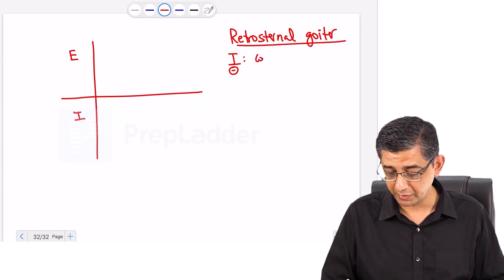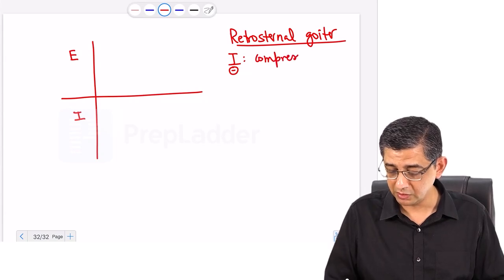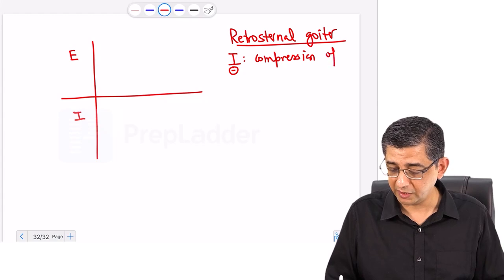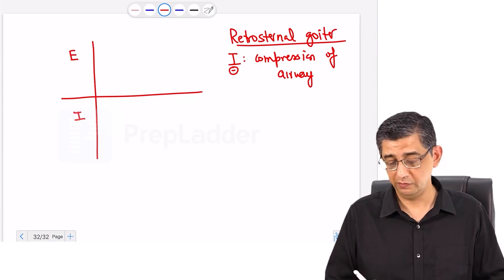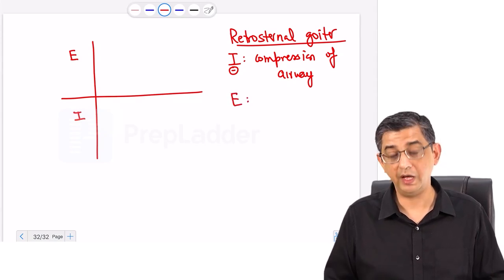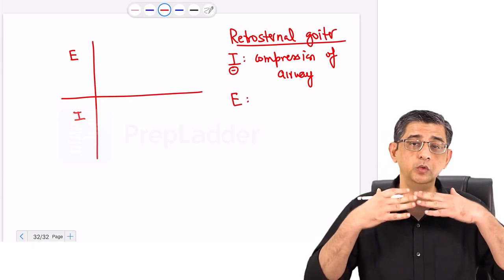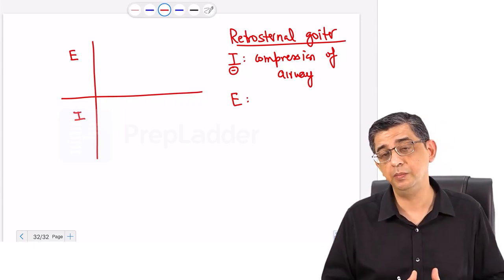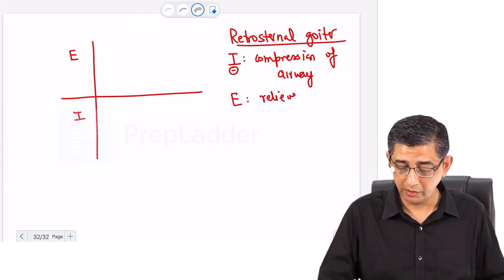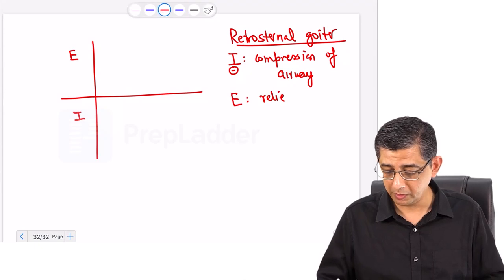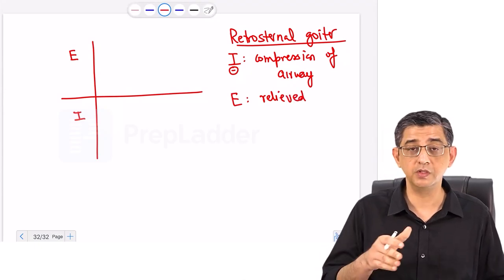So there would be a compression of the airways. As a result of it, there will be a flattening of the inspiratory part of the curve. However, when this person expires, in those circumstances, the goiter will move up and the pressure on the airways will be relieved. So I will just say that primarily when it comes to retrosternal goiter, where is the problem occurring? The problem is occurring mainly in the phase of inspiration.